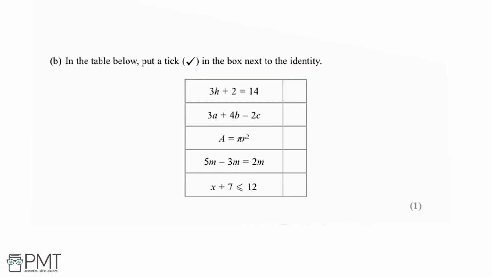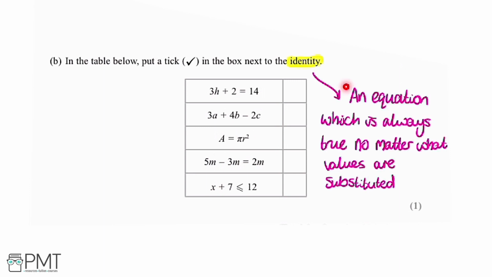Now part B says that in the table below we need to put a tick in the box next to the identity. So an identity is an equation which is always true no matter what values are substituted. Now that's a bit tricky to get your head around, but if we go through it, if we look at the first one, there's only one value of h that this will be true.